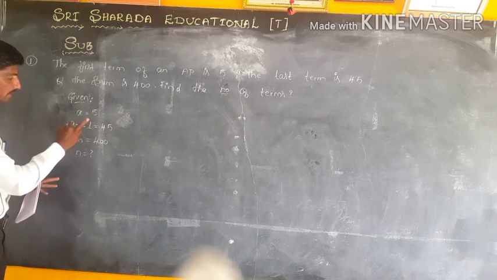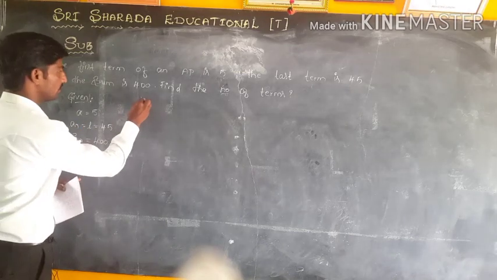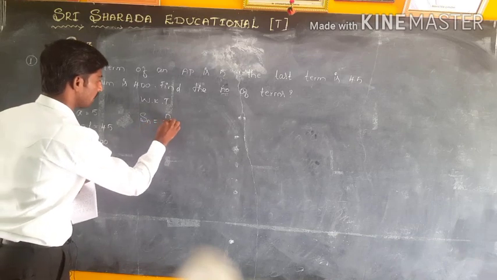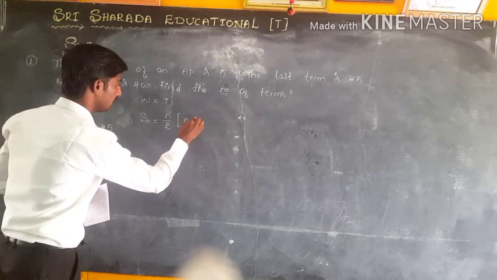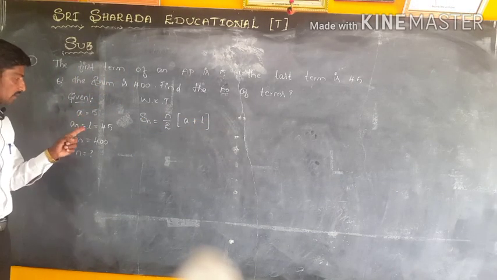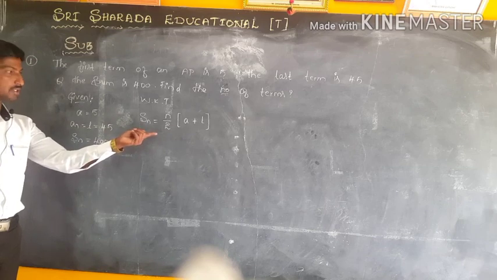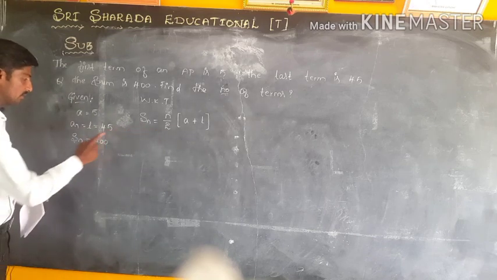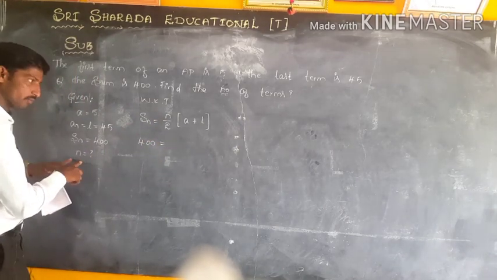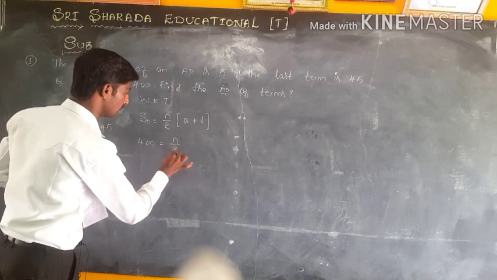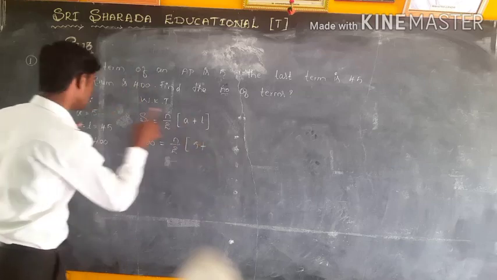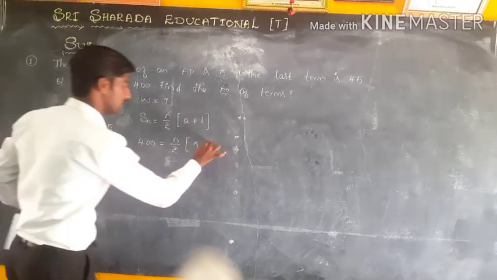Now let us go for a related formula which is very familiar. First term and last term they represented, so we know one formula. We know that Sn is equal to n by 2 of (A plus L). Why? Because here first term and last term they represented, so I choose this formula. Sn value they gave is 400, equal to n by 2 of A value, A means first term, that is 5, plus L means last term of the sequence, it is 45.